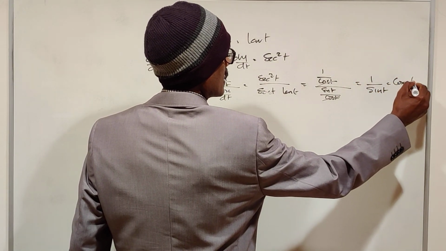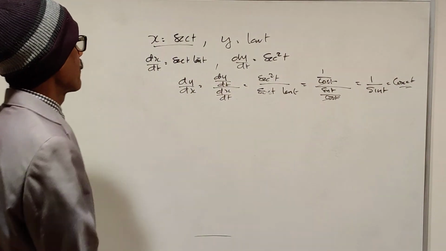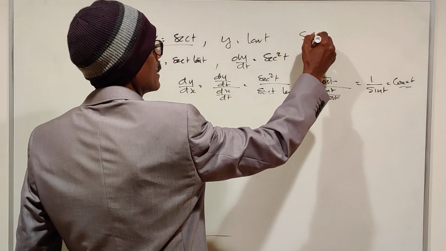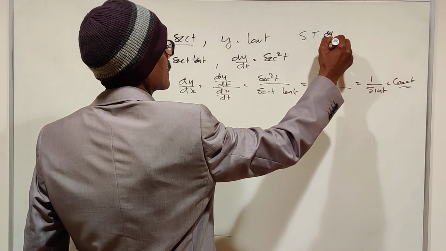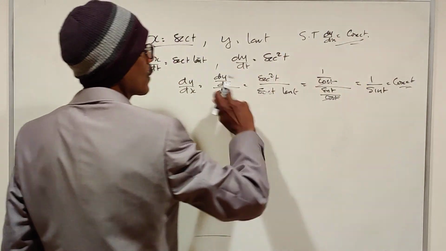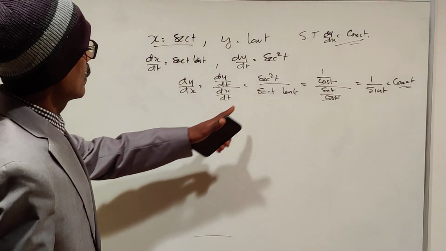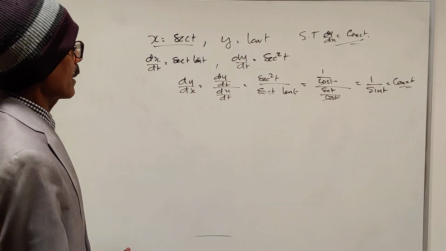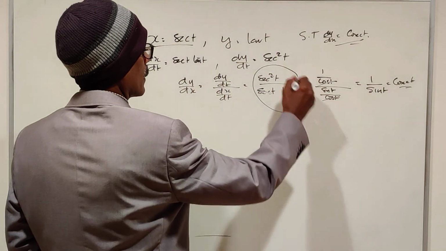Cosec t. Sometimes the question is like x is equal to sec t, y is equal to tan t, show that dy by dx equals cosec t. So you need to do all these steps. Otherwise, you can stop here, that is sec t divided by tan t. Okay, you will get full mark.